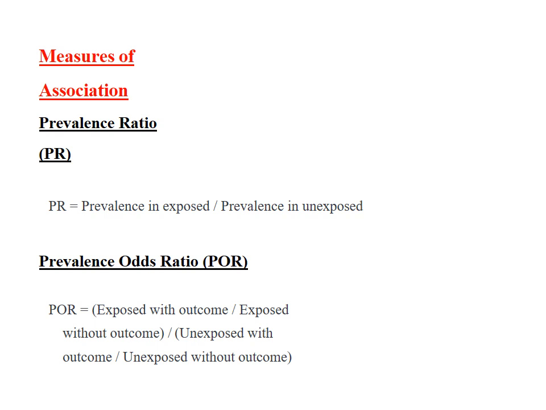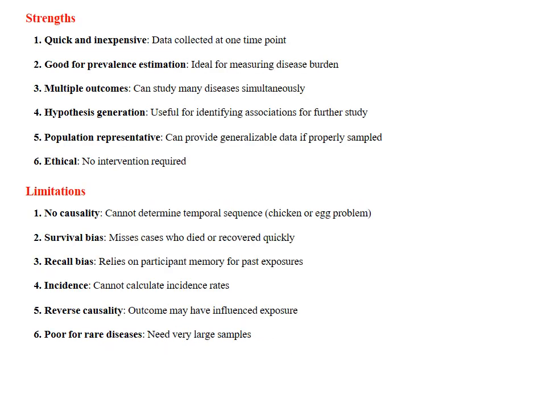Measures of association. Prevalence ratio, or PR, equals prevalence in exposed divided by prevalence in unexposed. This is the formula. And the prevalence odds ratio equals exposed with outcome times unexposed without outcome, divided by exposed without outcome times unexposed with outcome.